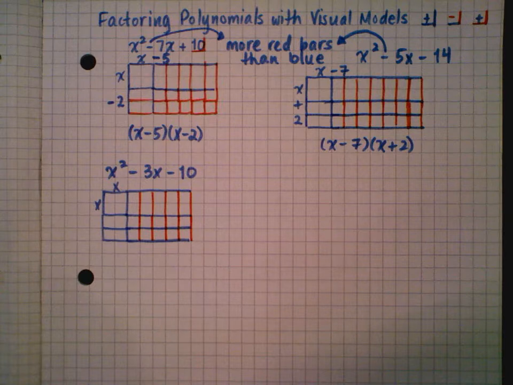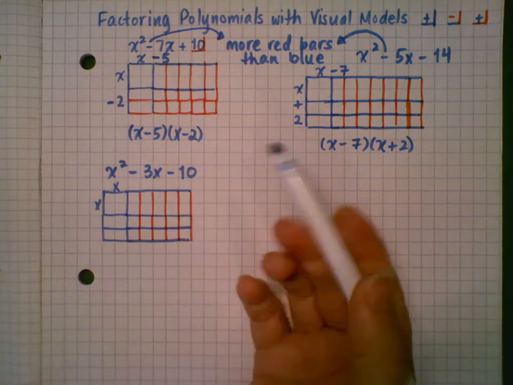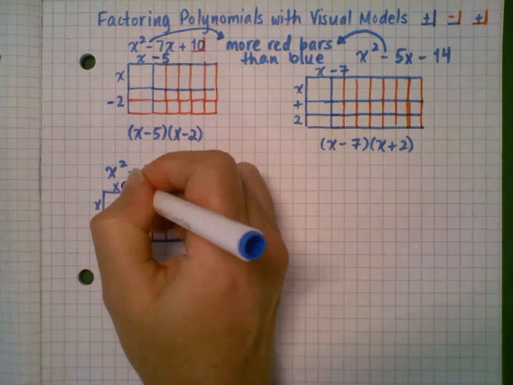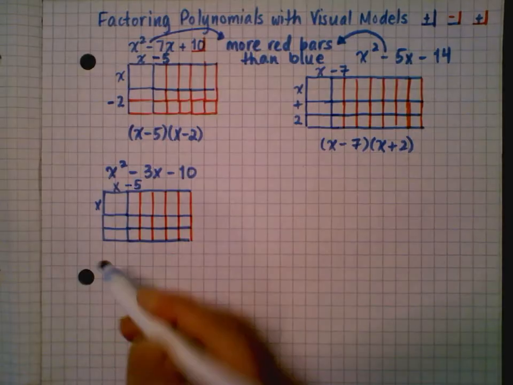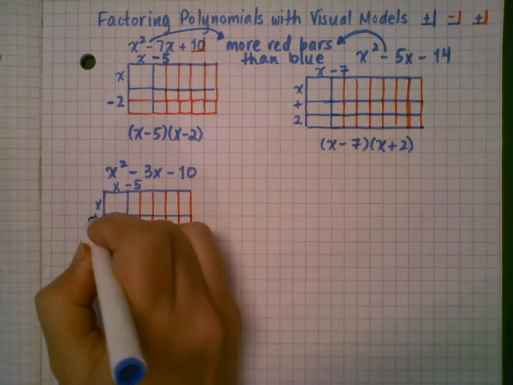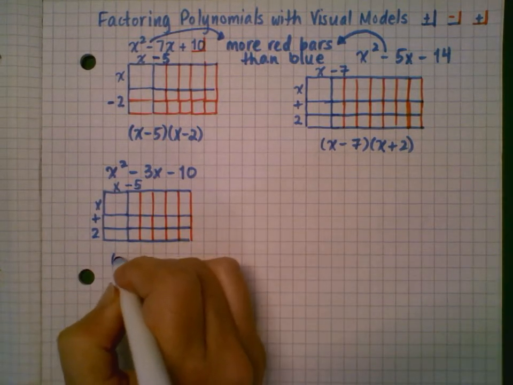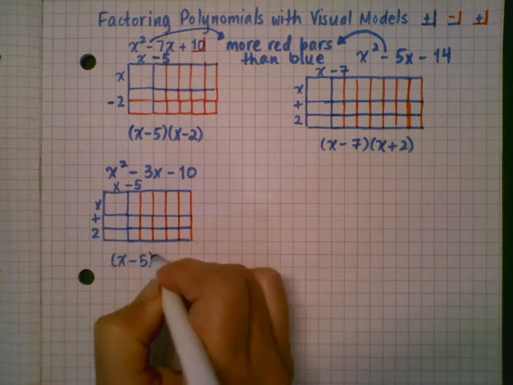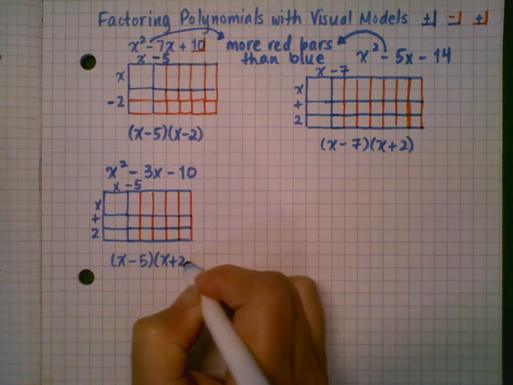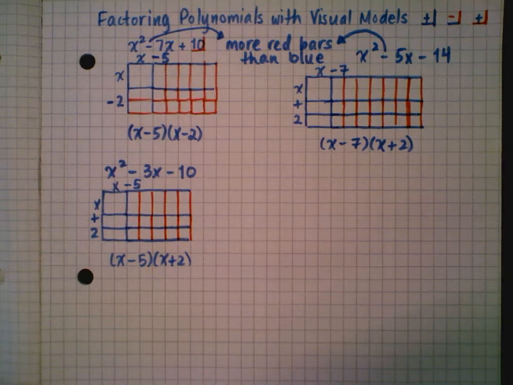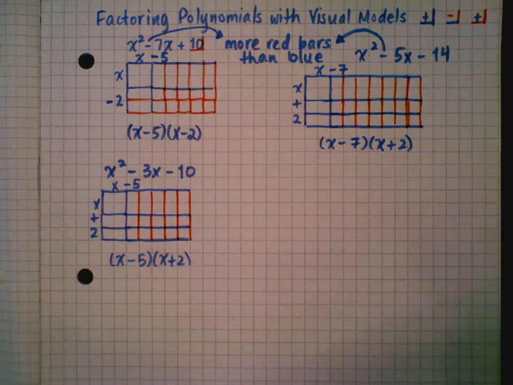And the result of that, the dimensions across the top are x, and the red bars are minus 5, and x plus 2. So there's the factored form of that trinomial. Okay, one more.